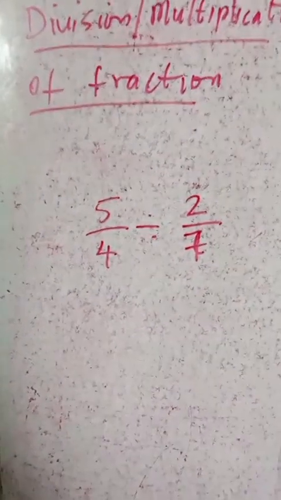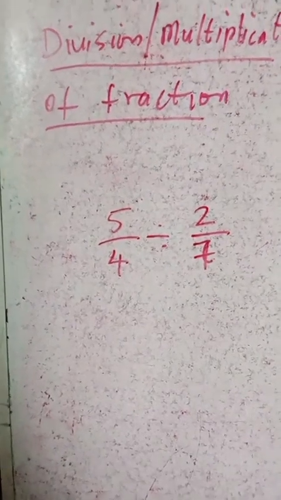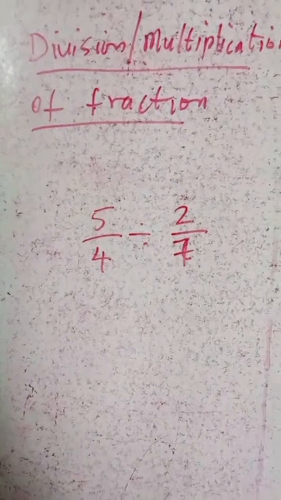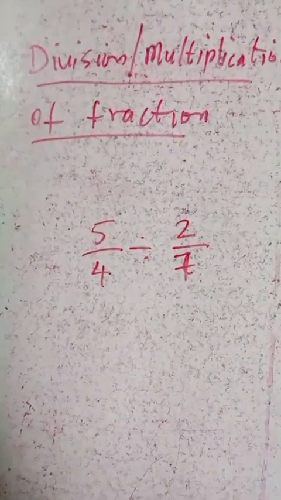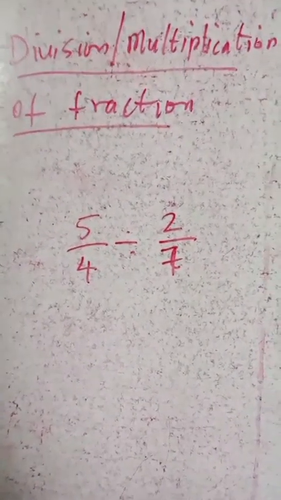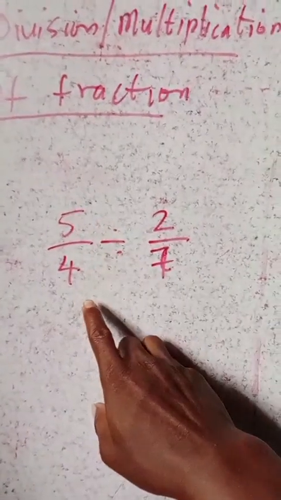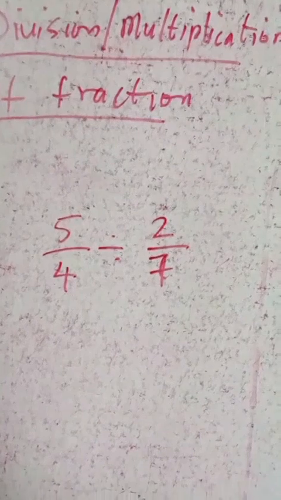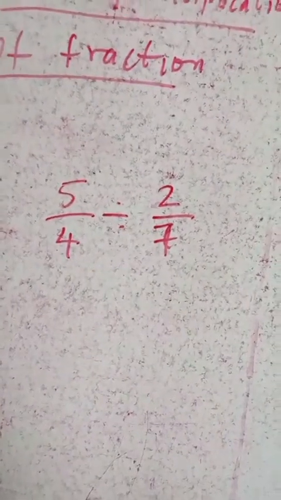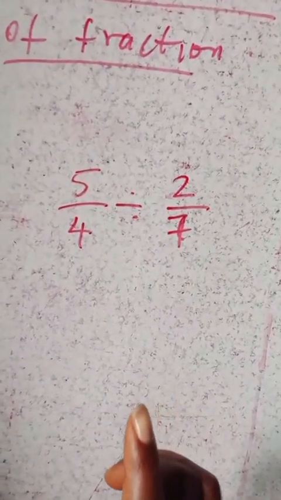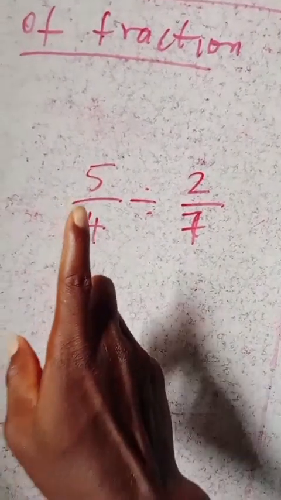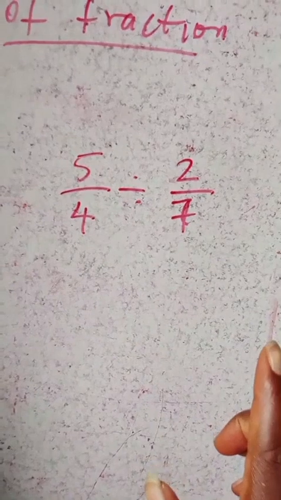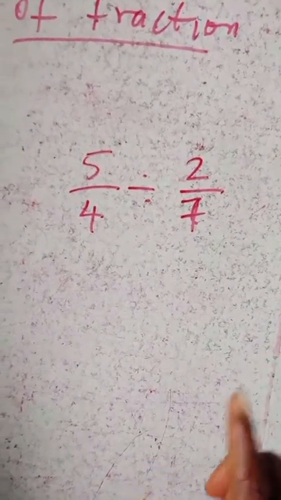All right, there is a principle. We call it the division law. So what we'll do is this. Listen, you have 5 over 4 dividing 2 over 7. Whenever fractions are dividing, there is a principle. The principle is this.